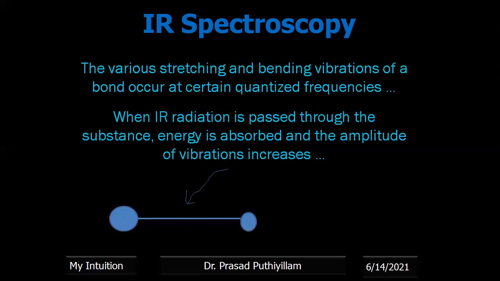Further, if it absorbs more IR radiation, the amplitude increases further, and if I give still more IR radiation, the bond may break also. We call it dissociation. So a particular IR radiation, the molecule will absorb. Above that, the IR radiation energy is high, so we cannot use it for the study. Therefore the wavelength is limited; the wave number is limited from 4000 to 667 in the IR spectrum.